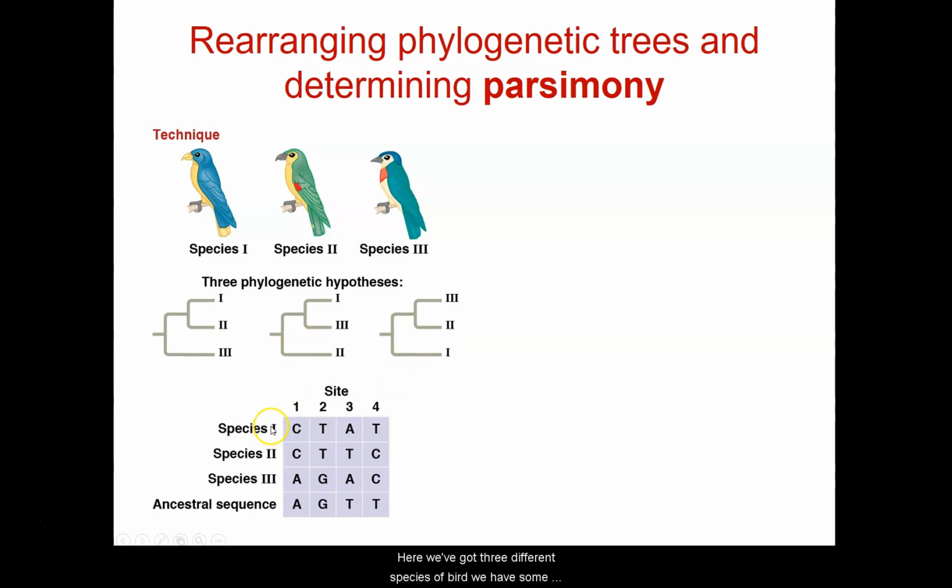Here we've got three different species of bird, and we have some ancestral sequence, and these are clearly genetic sequences: A's, T's, C's, and G's. Site relates to some part of the DNA. So if you are comparing species 1, 2, and 3 to an ancestral sequence, how does site 1 differ for this particular base versus site 2, 3, and 4?